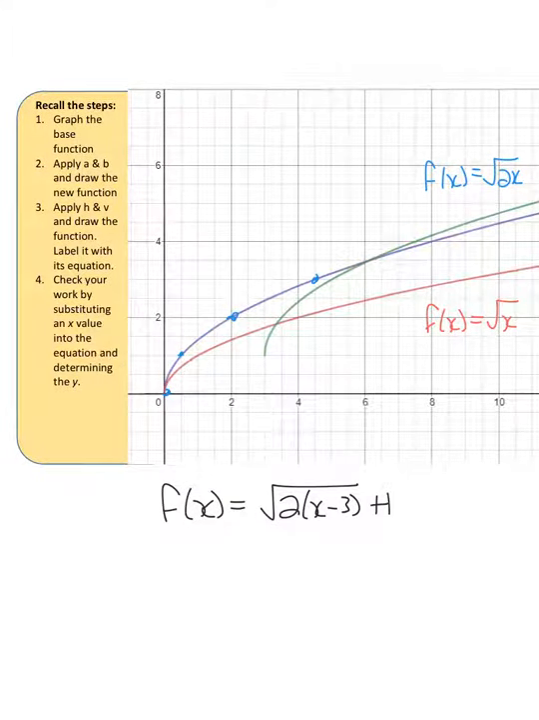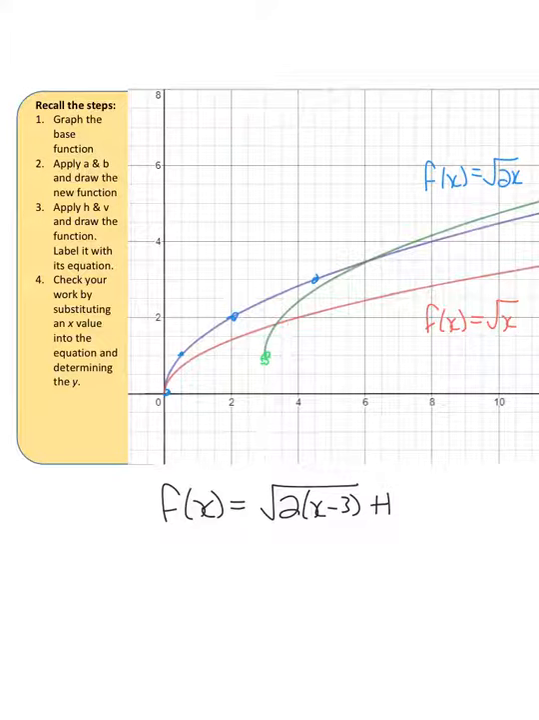In the third step, we are going to apply the h and v values. So h is 3 and v is 1, which means I'm moving 3 to the right and 1 up. So I'm going to take each point and move 1, 2, 3 units to the right and 1 unit up. So my graph now starts at (3, 1). So that point is now this point. And my graph at (0.5, 1) moves 1, 2, 3 units to the right and 1 unit up.